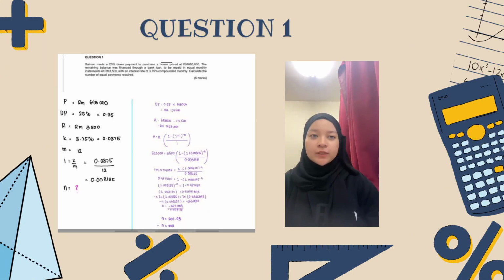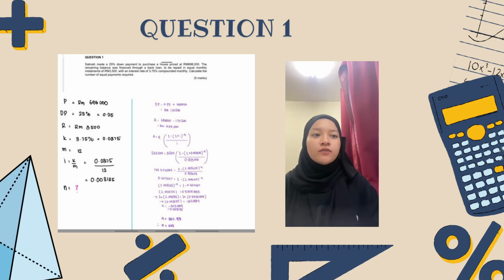Part B, question 1. Salma made a 25% down payment to purchase a house priced at RM698,000. The remaining balance was financed through a bank loan to be repaid in equal monthly installments of RM3500 with an interest rate of 3.75% compounded monthly. Calculate the number of equal payments required. Okay, so what we have is P is RM698,000 and the down payment is 25%, which gives 0.25. The R is RM3500, the k is 0.0375, the m is 12, and the i is 0.003125. What we need to find is the n.